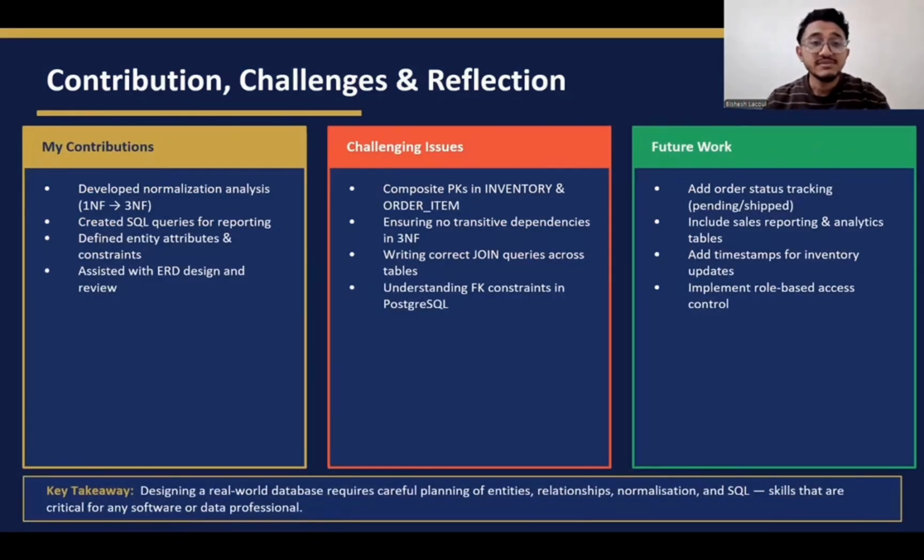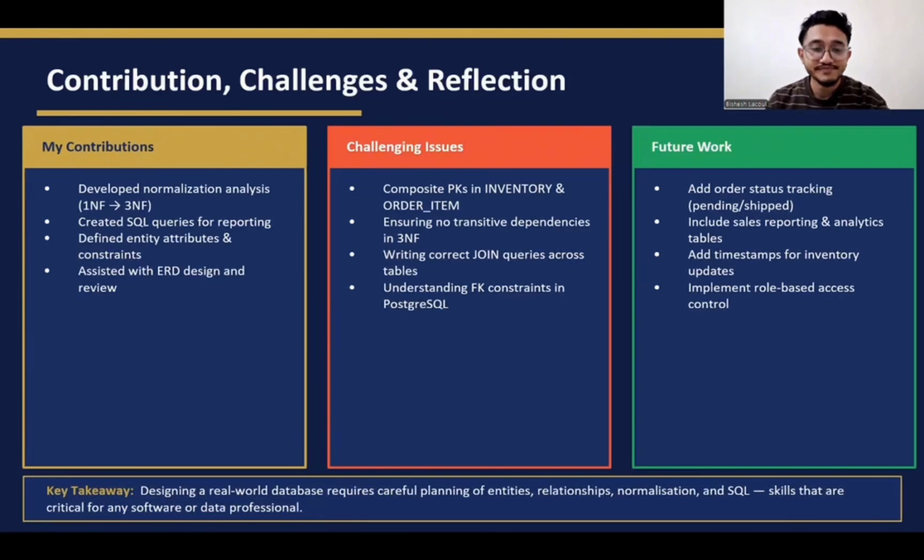Okay, so this is my final slide. This is about contribution, challenges, and future work. In this project, I contributed to the ERD design, SQL queries, and normalization. I also created SQL queries and reporting associated with the design and review. Similarly, one of the main challenges I faced was understanding the relationships, especially many-to-many relationships.